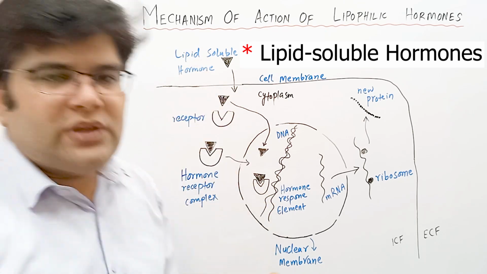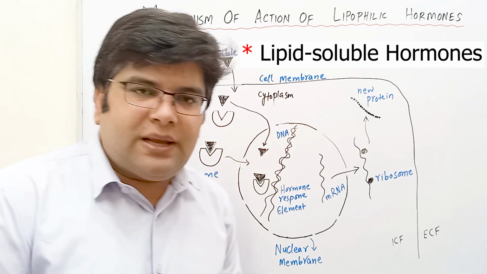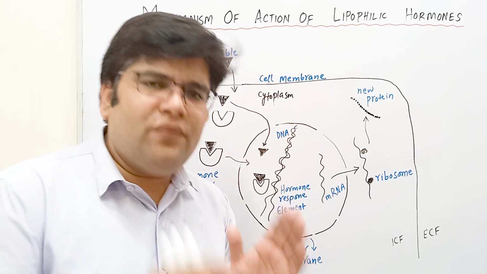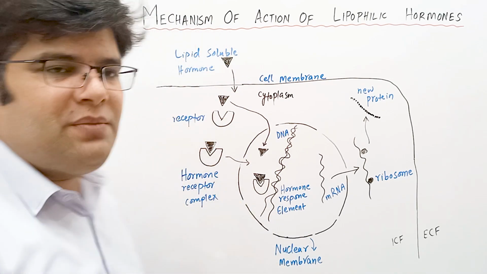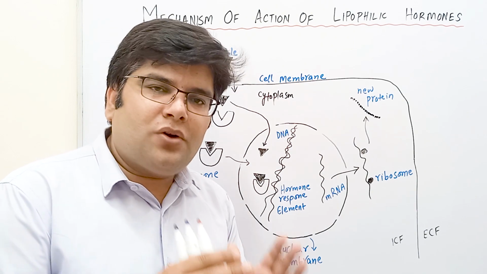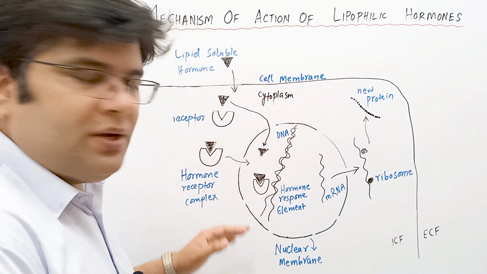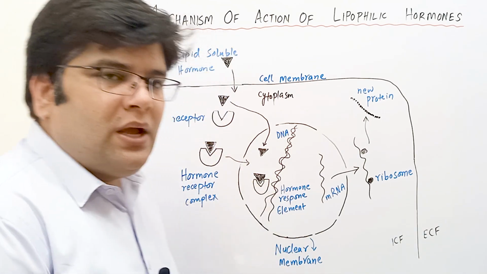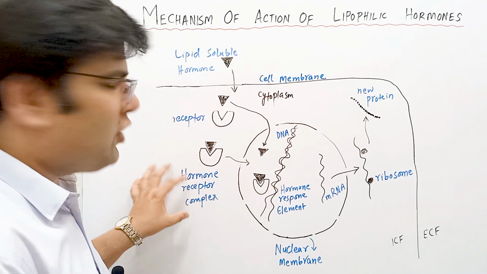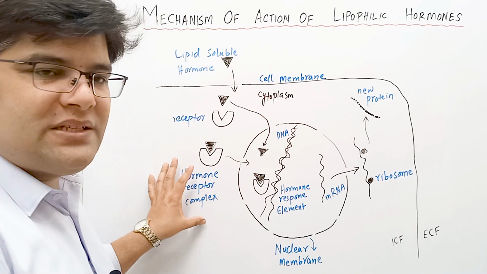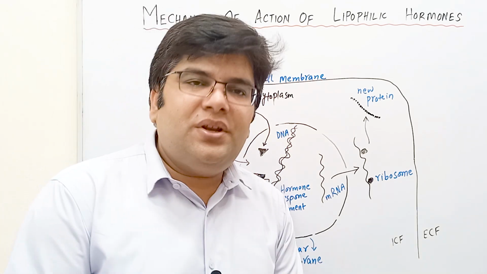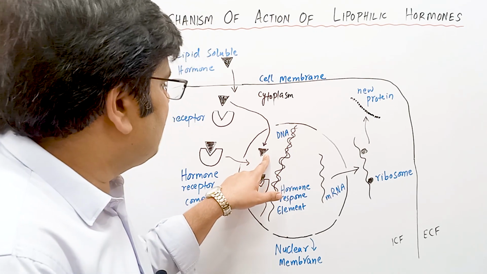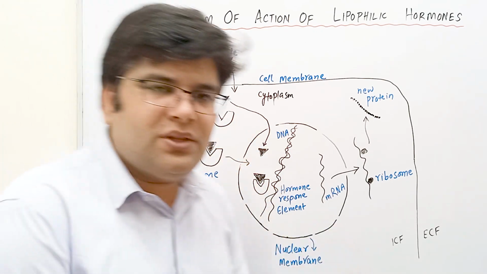When these lipid-soluble hormones enter the cell, they find their receptor either in the cytoplasm or in the nucleus. When the hormone binds with its receptor, it makes a hormone receptor complex, which can be translocated through the nuclear pores in the nuclear envelope into the nucleus. Steroid hormones have their receptors present in the cytoplasm, so their hormone receptor complex is formed in the cytoplasm. But for T3 and T4 hormones, the receptor is located within the nucleus, so their hormone receptor complex is formed within the nucleus.